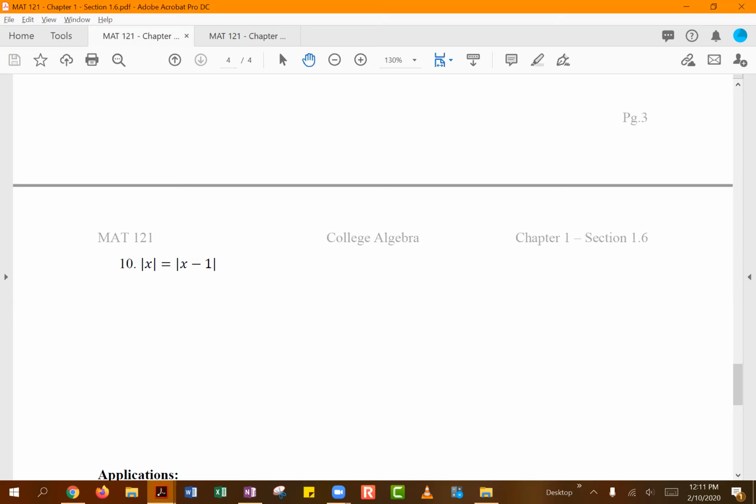So the first part is setting it up into that one positive side, one negative side. How will you do that? So your first setup would be x equals what? X minus 1, okay? That's one setup. What will the other setup be? Oh, you are so close. So you said negative x equals what?